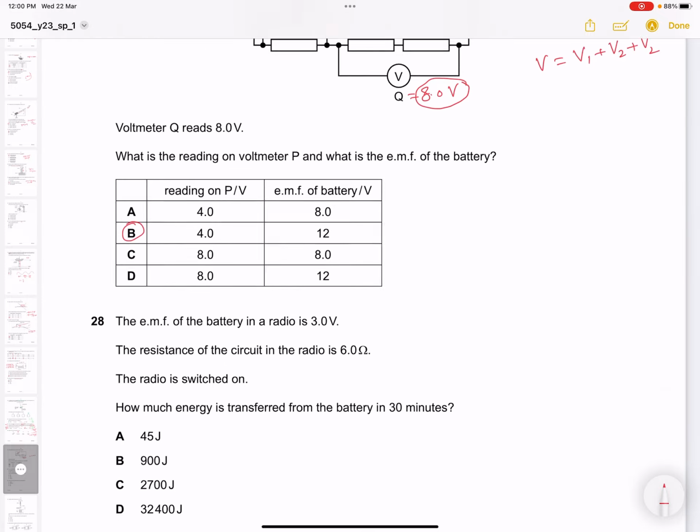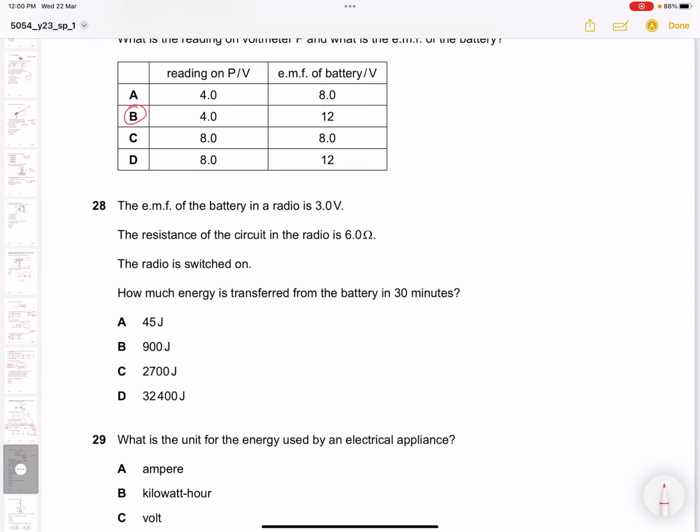Next question. The EMF of the battery in a radio is 3 volt. The resistance of the circuit in the radio is 6 ohm. The radio is switched on. How much energy is transferred from the battery in 30 minutes? So since here V is given, R is given, 6.0 ohm, and time is given. 30 minutes means 1800 seconds.